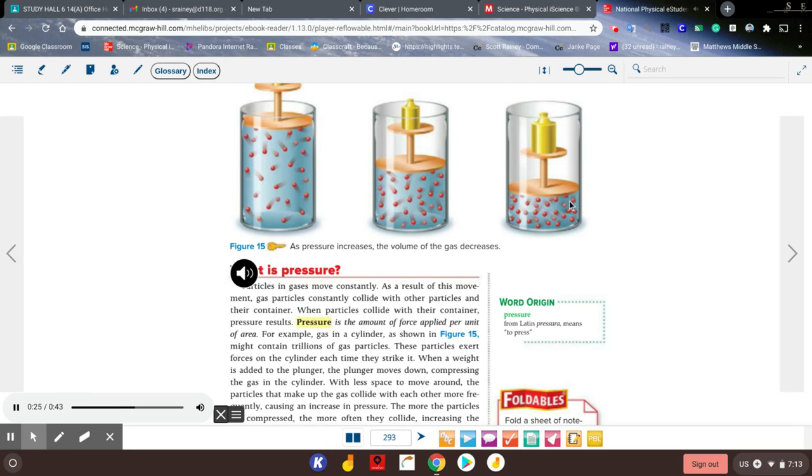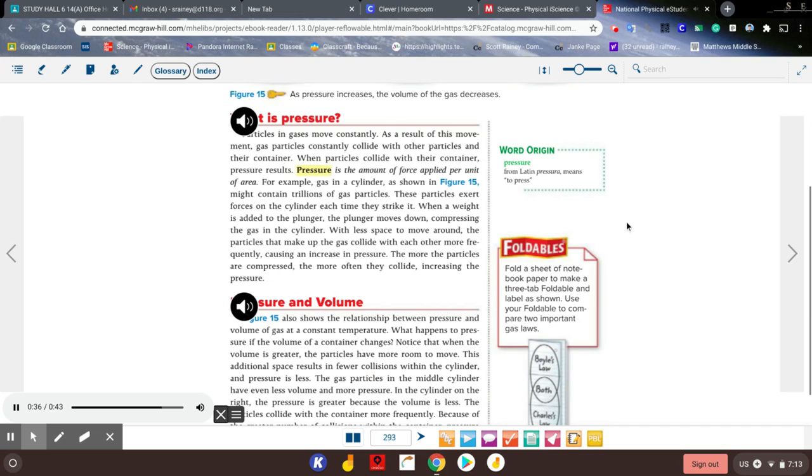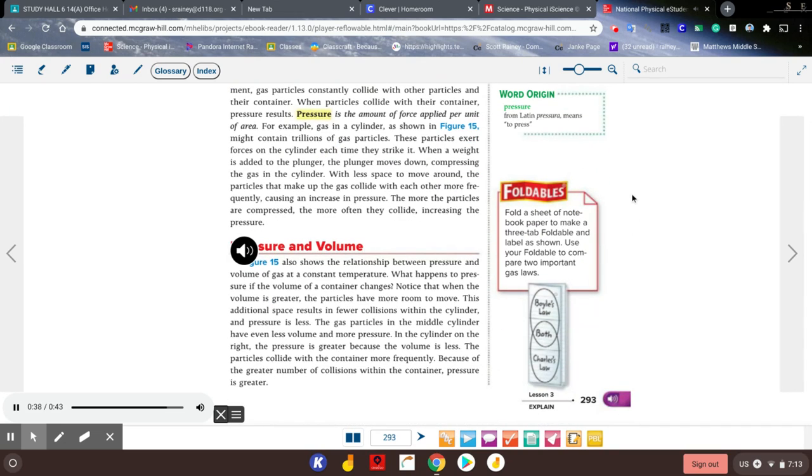The gas particles in the middle cylinder have even less volume and more pressure. In the cylinder on the right, the pressure is greater because the volume is less. The particles collide with the container more frequently. Because of the greater number of collisions within the container, pressure is greater.